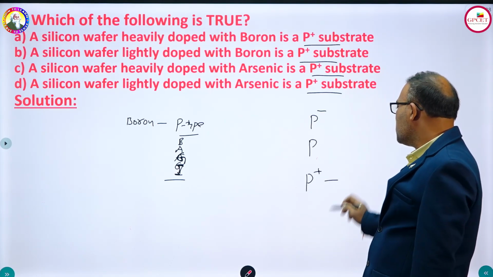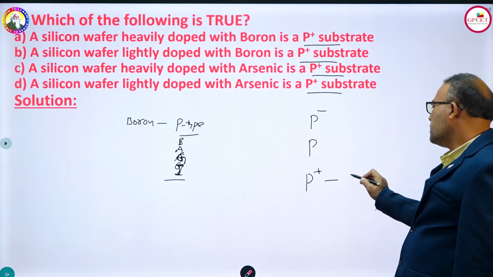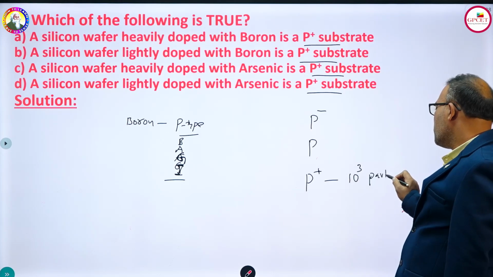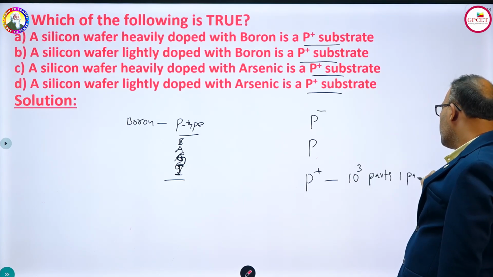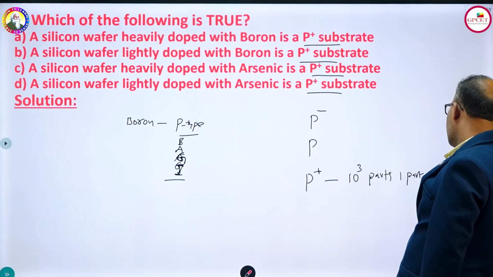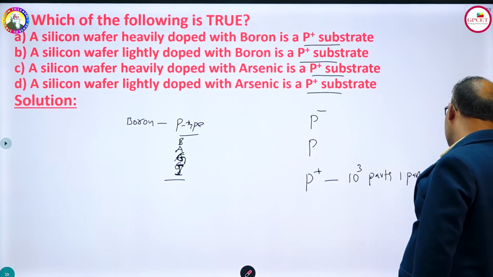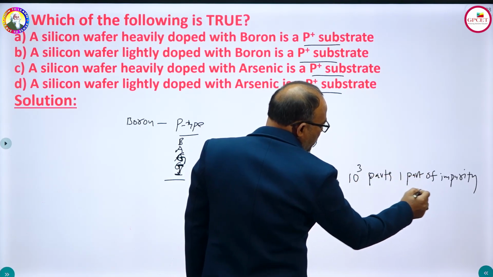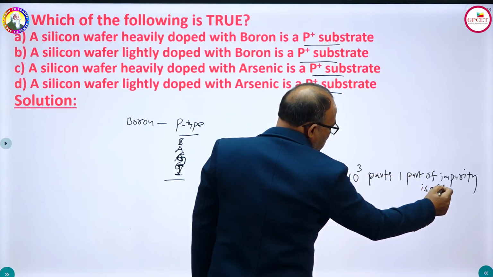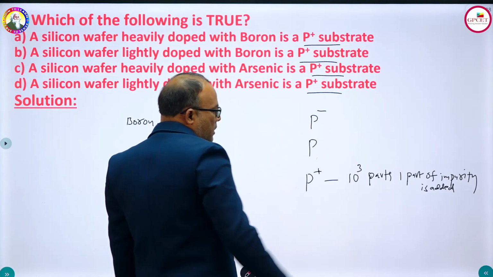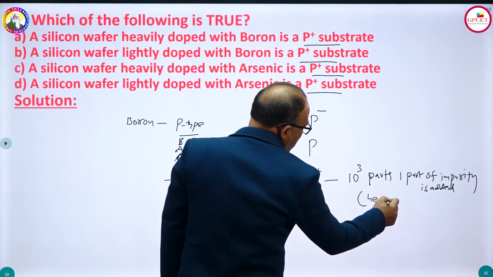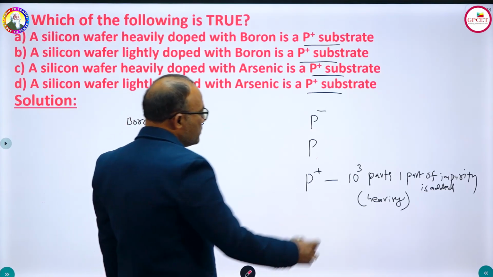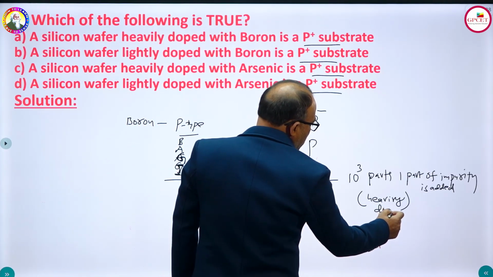What is P plus? P plus means for every 10 power 3 parts, one part of impurity is added. This is a heavily doped semiconductor. This is called a heavily doped semiconductor. That is why it's called P plus.